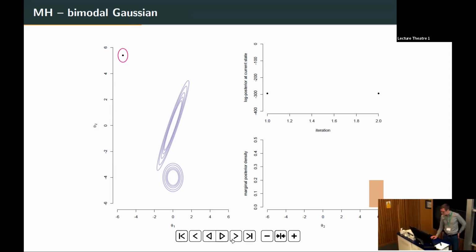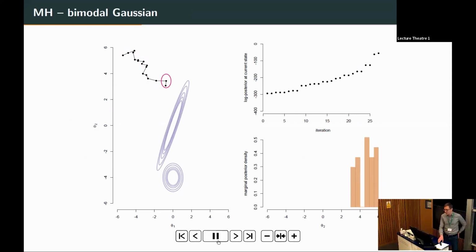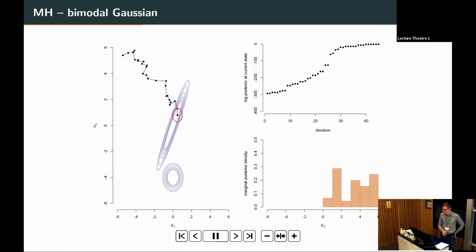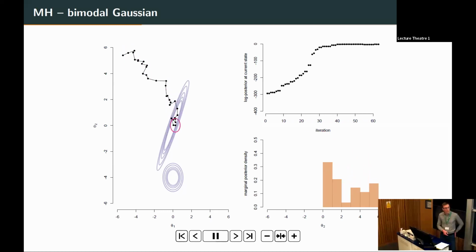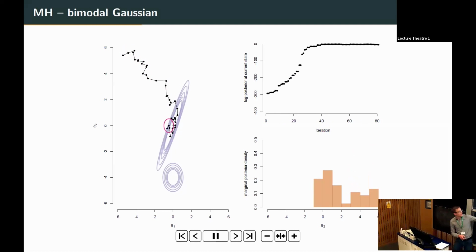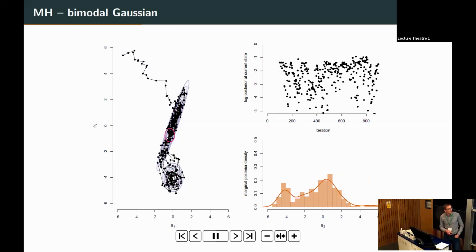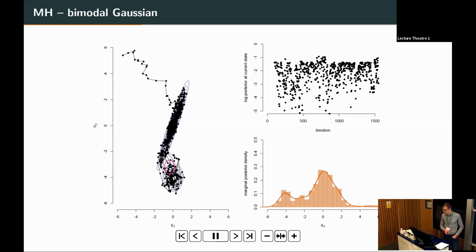Small illustration here. Let it run anyway. This is just showing an application of this Metropolis-Hastings algorithm for a simple two-dimensional problem, such that the target distribution is this bimodal Gaussian, and you can see how that chain then starts exploring these two modes.